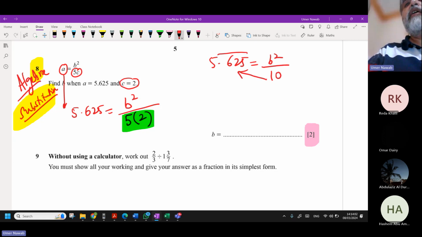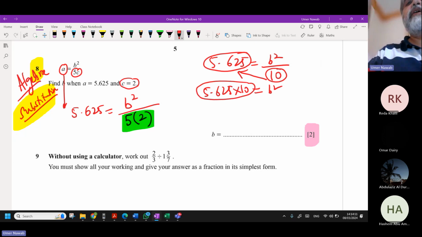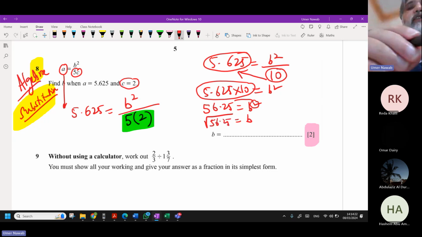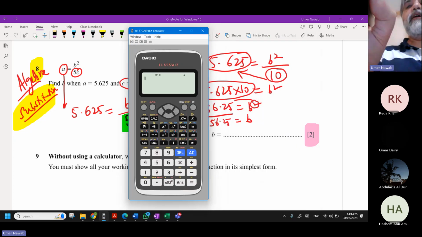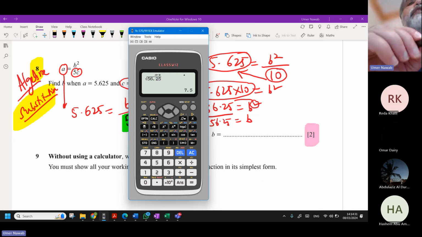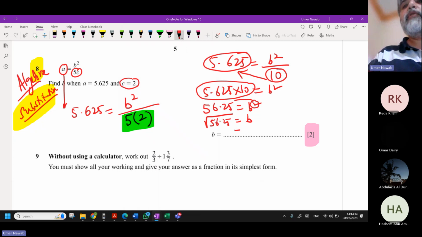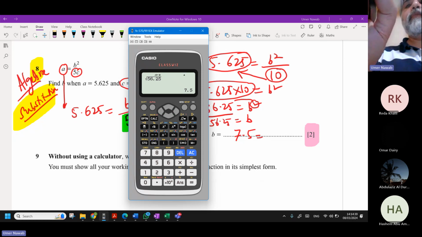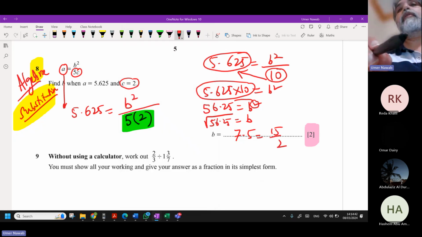Can I cross multiply 5.625 with the 10? So 5.625 times 10 is equal to B squared. When you multiply them, your answer will become 56.25 is equal to B squared. And you remember, I want to find the value of B. So take the square root of 56.25. That will give you the value of B. So I'm going to find the value of B, square root of 56.25. And that gives you 15 over 2, or 7.5. So in the exam, either write 7.5 or you write 15 over 2. Both will be acceptable to the examiner.